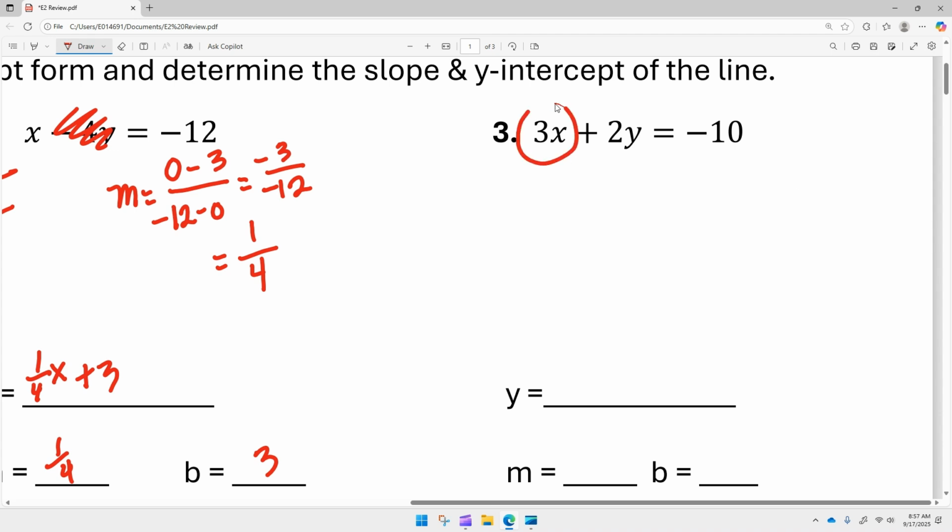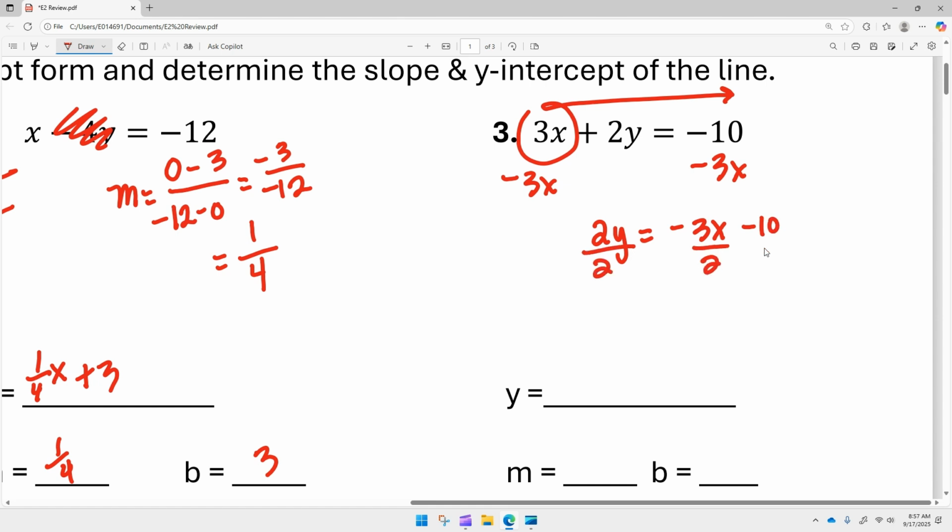I'm going to move the 3x term over. It's positive 3x, so we're going to subtract. We're subtracting from both sides. Bring down my 2y. That's going to give me negative 3x minus 10. We're going to divide everything by 2, the coefficient with y. That becomes negative 3/2 x, negative 5. So our b value is negative 5, and our slope is negative 3/2.